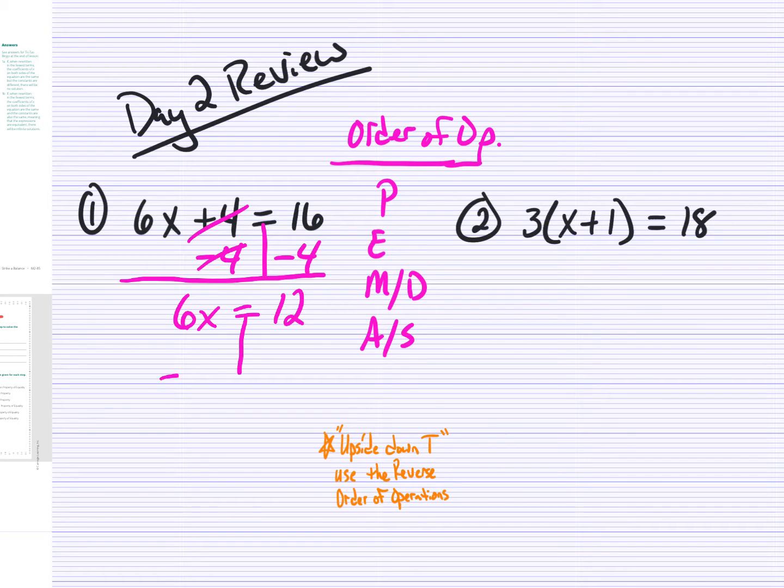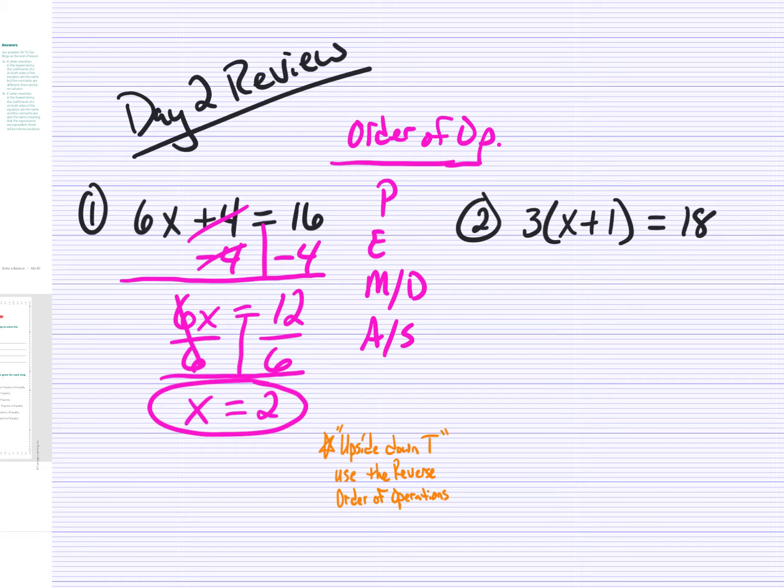Now my x is still not by itself, so I have to keep going. The only thing that's on the same side as the x is a 6. That 6 is multiplying, and the opposite of multiplying by 6 is dividing by 6. The 6's on the left-hand side cancel out, or give you 1. So I'm left with x, and on the right-hand side, 12 divided by 6 is 2. So this has one solution, and that solution is a 2.